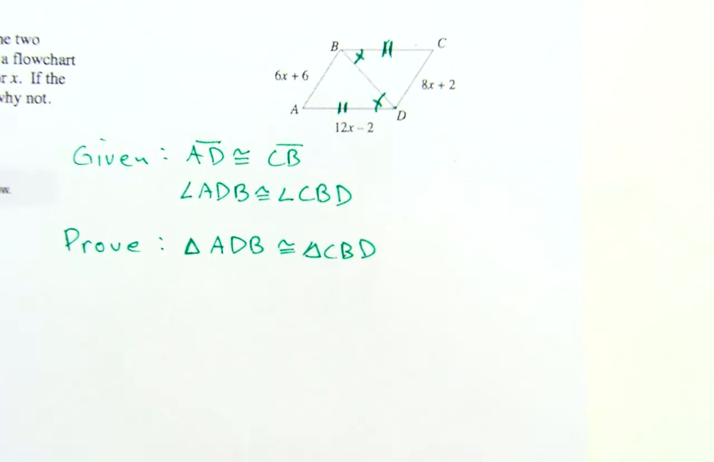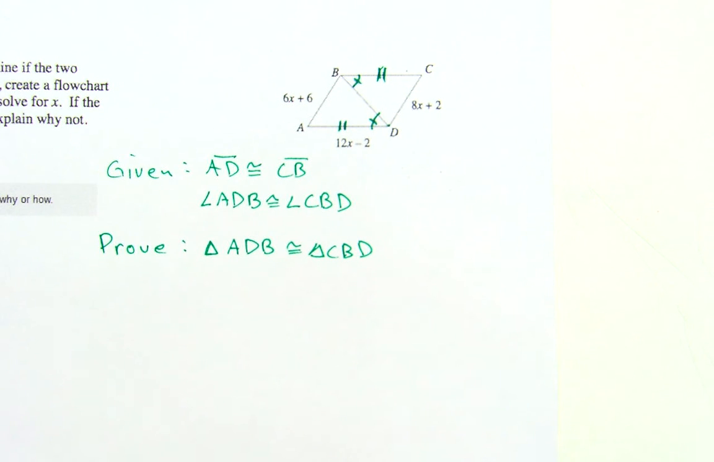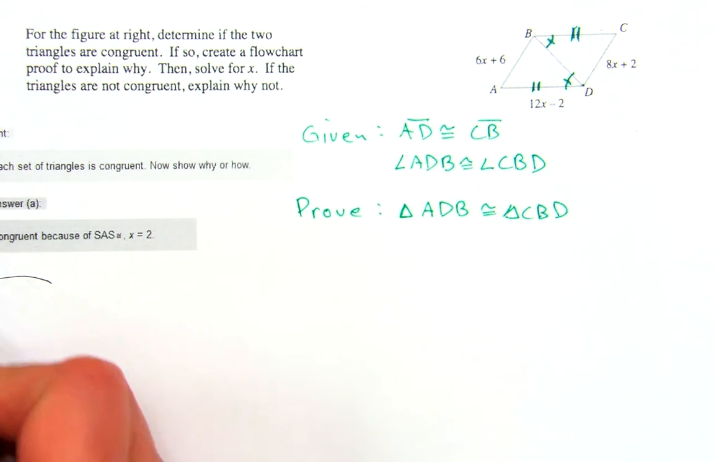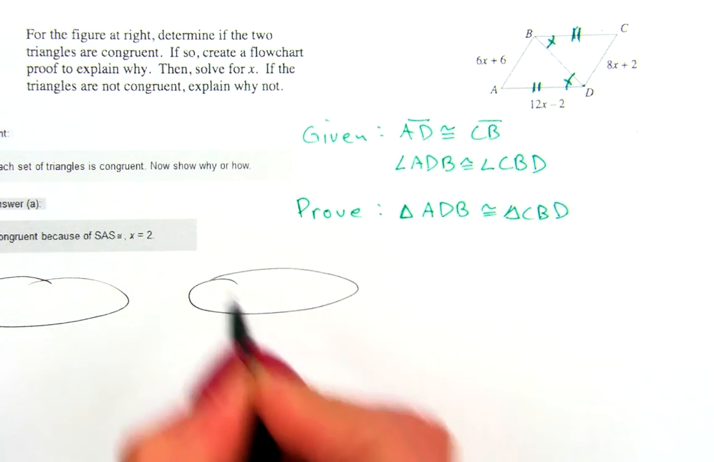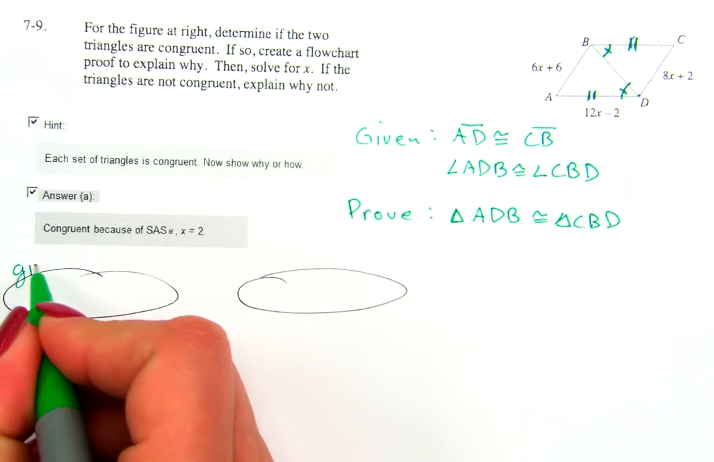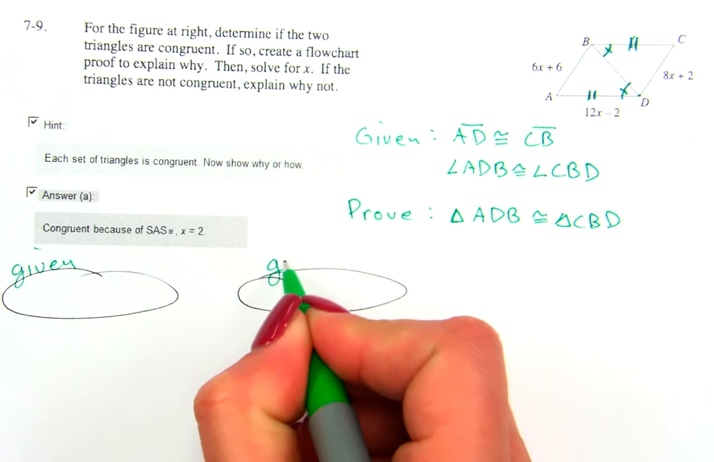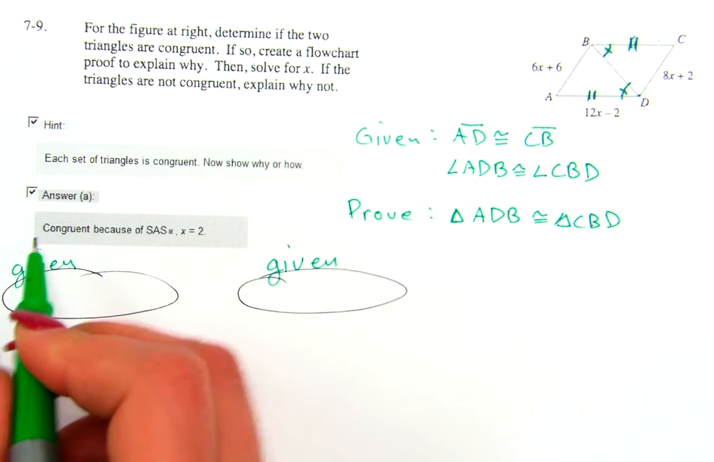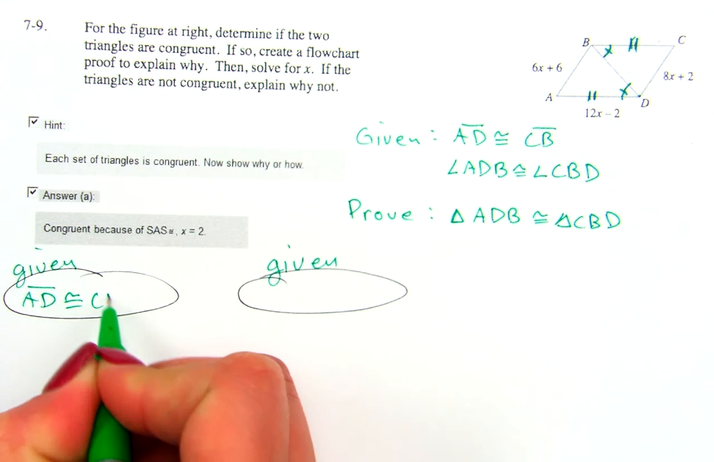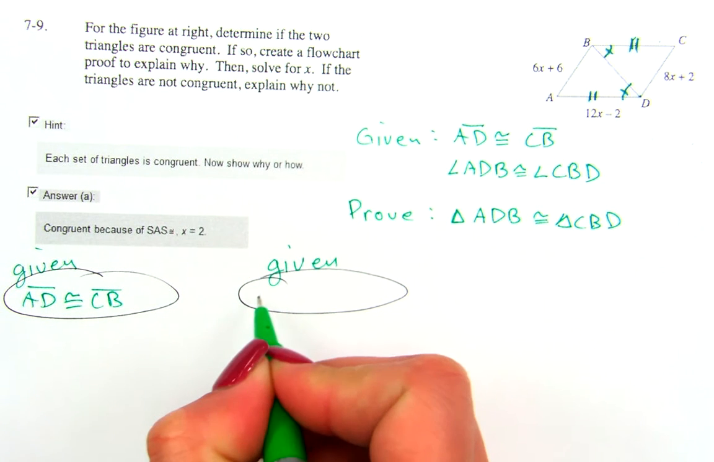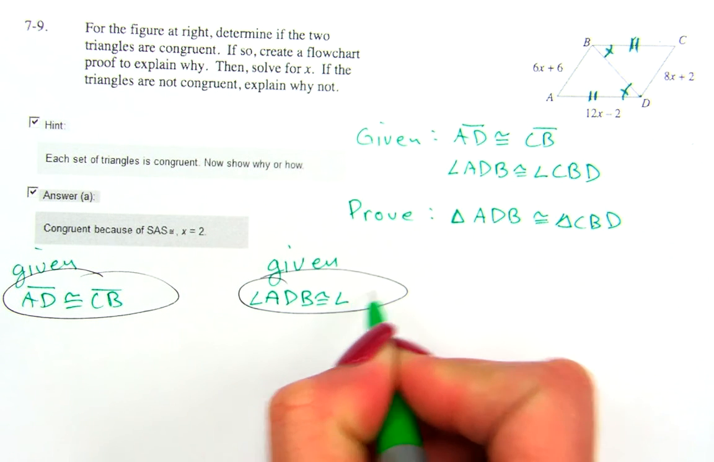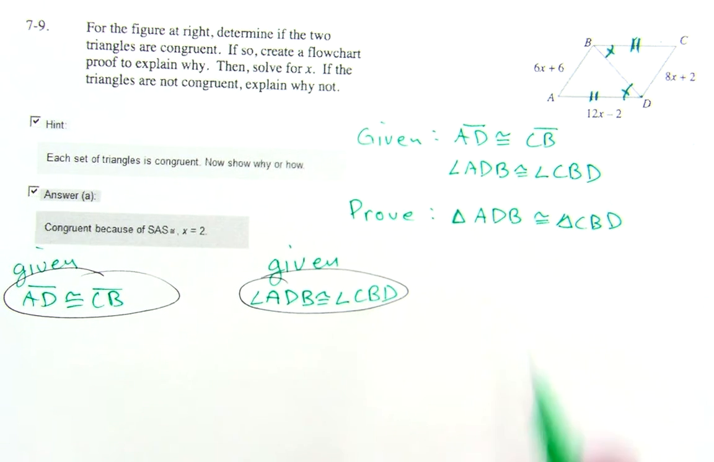Okay, so let's get this set up. So we have two givens. We know that for a fact. So we're going to at least have two bubbles. First bubble, second bubble. Okay. Our first given goes in here. Second given we're going to put in here. Given AD is congruent to CB, and given angle ADB is congruent to angle CBD.